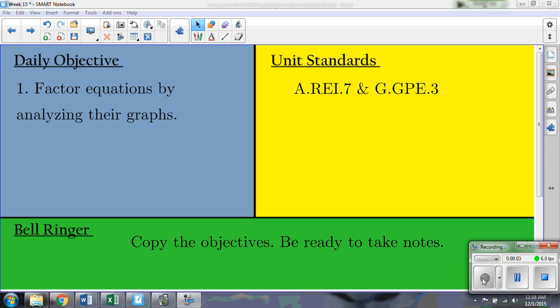In this video, we are going to study the factor theorem. The factor theorem's primary use is to relate the relationship between algebraic equations and their graphs. Thus, we are going to factor equations by examining graphs.